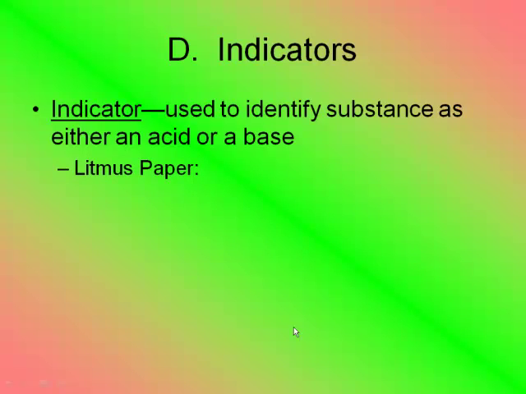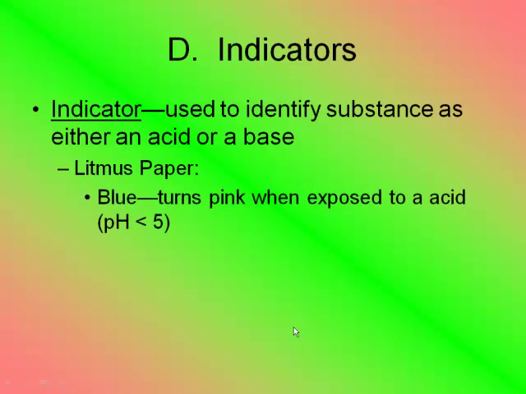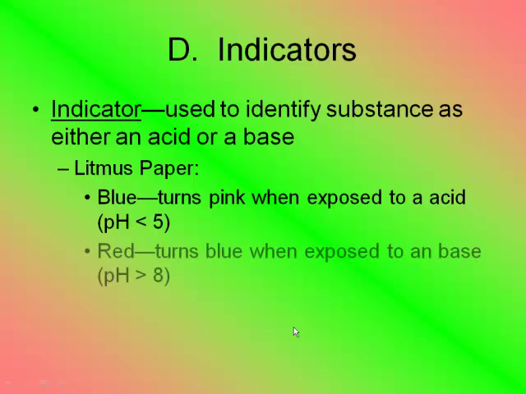The most common one is litmus paper. Litmus paper you probably used in middle school, and they're those little blue and pink strips that you dip into liquids and they change color. So blue litmus paper turns pink when exposed to an acid. So if the pH is about 5 or less, the blue litmus paper is going to change color. If your pH is 8 or higher, then you use the red litmus paper, where it's kind of pinkish, but it's called red litmus paper, and that is going to turn blue when exposed to a base.